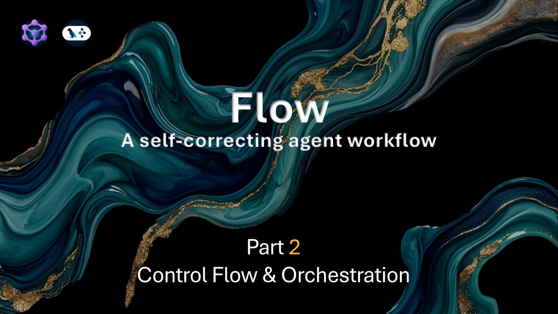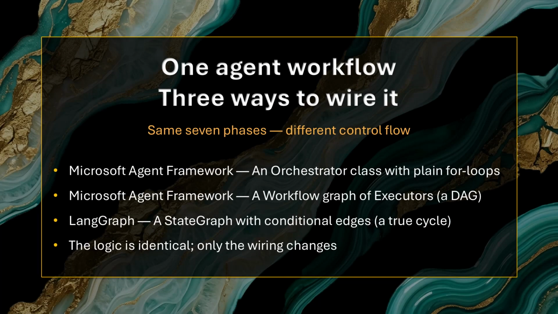There's more than one way to connect those phases, and the choice changes how the whole thing reads. One workflow, 3 ways to wire it, different control flow. The Microsoft Agent Framework gives us 2. First, an Orchestrator class with plain for loops. Second, a workflow graph of executors, which is a DAG, a directed acyclic graph. That just means the arrows only ever point forward, never backward to an earlier step.